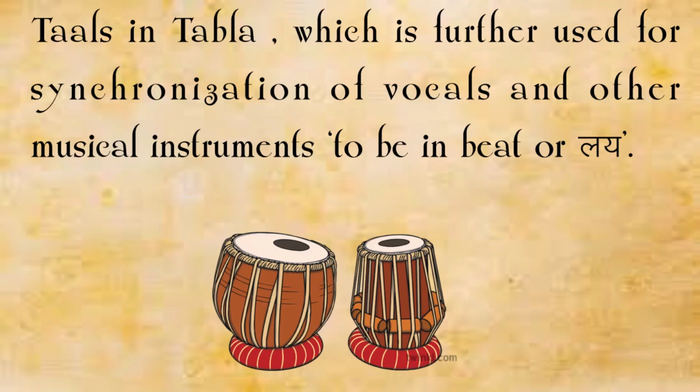Another such magical example is taals in tabla. If you have some knowledge of tabla, which I am lucky to have because of having a teacher, Prabhakar, there are many taals. Taals in tabla are used for synchronization of vocals and other musical instruments, so as to be in beat or laya, as people say. They also happen to be arranged in Hemachandra numbers. The taals being Teen Taal, Dadra, Kaharwa, Rupak, and a few more.